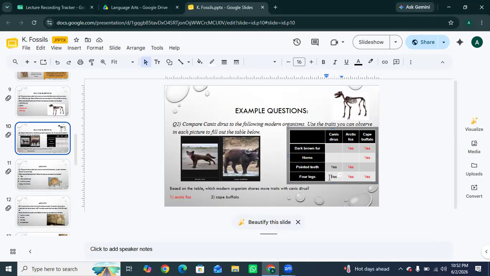yes for both pointed teeth and four legs. The Arctic fox has a dark brown fore coat, pointed teeth, and four legs. The Cape buffalo has dark brown fur, horns, and four legs, but it lacks the sharp pointed predator teeth in the fossil. The Arctic fox shares more structural traits with the Canis dares fossil, so it is a correct choice.